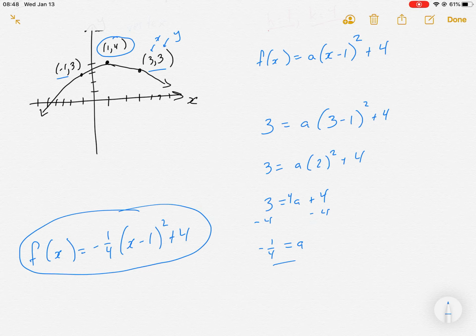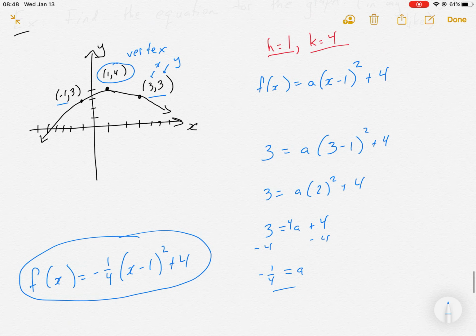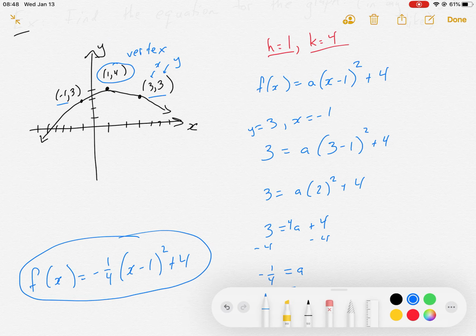So when you're given the vertex, it's pretty straightforward. You can just plug that in for your h and your k. That's what we did to start with. And then to find a, you can pick either point. You should get the same answer with 3 and negative 1. But either way, you should get the same answer, and then we get our final answer there.